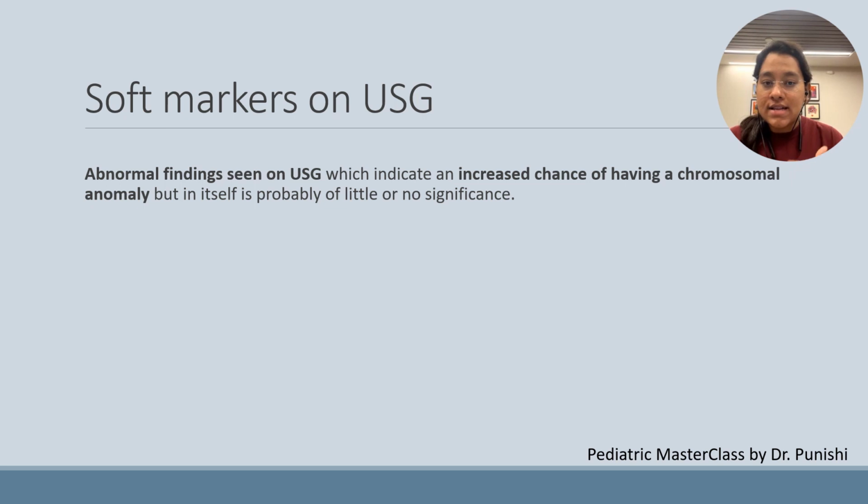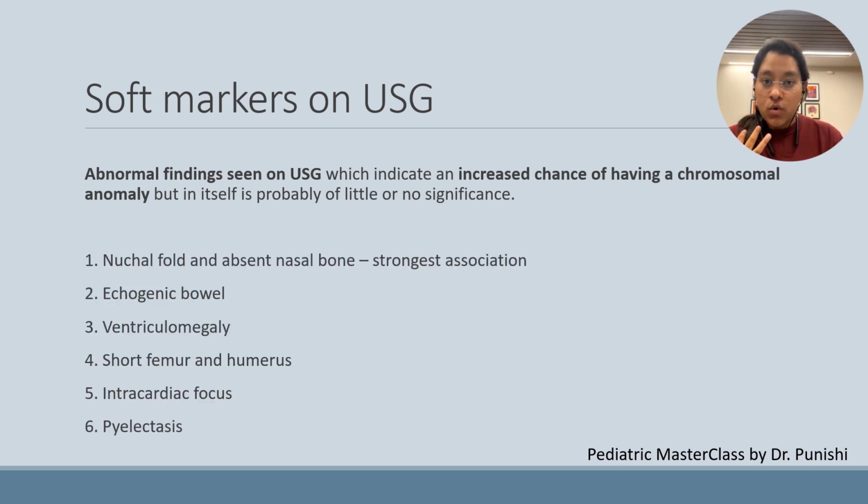So, what do I mean when I say soft markers on ultrasound? There are certain abnormal findings which are seen in fetuses with Down syndrome when you do an antenatal ultrasound. Okay, they are increased nuchal fold or nuchal translucency, and absent nasal bone.